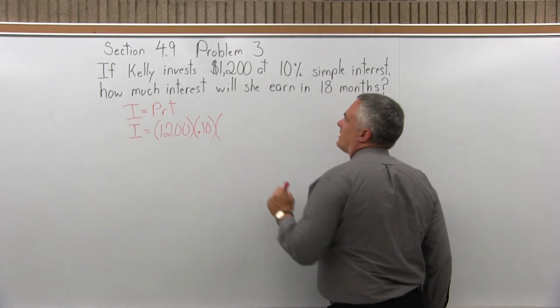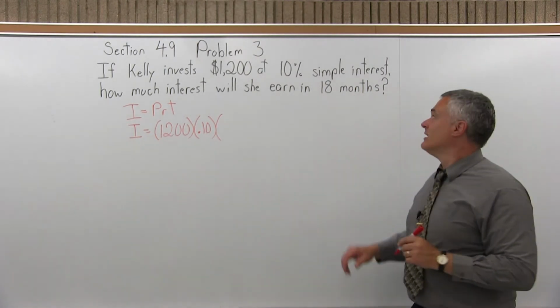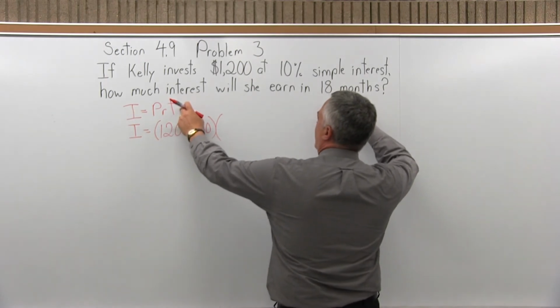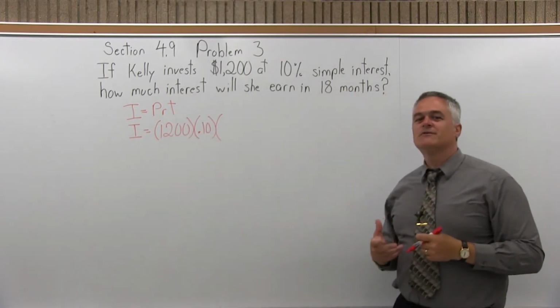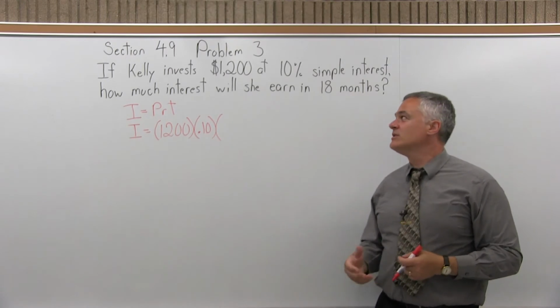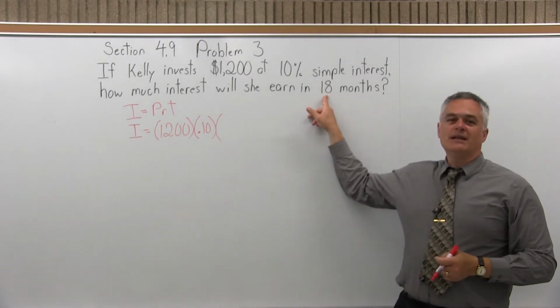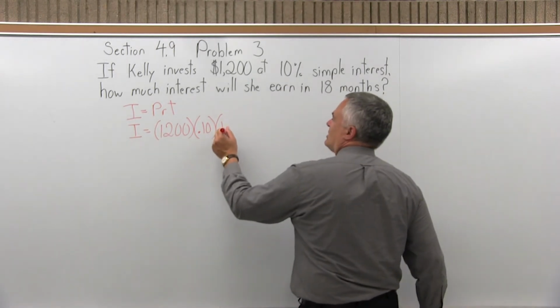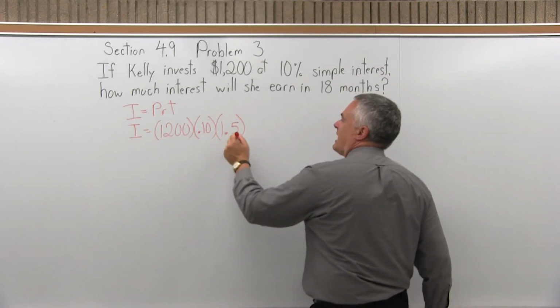And here's the tricky part of this problem. If you're not reading it carefully, the t for time, you put in 18, but you can't do that because the formula will think that the money's invested for 18 years. It's set up for years. So you have to convert the 18 months to how many years. So I happen to know that 18 months is 1.5 years.